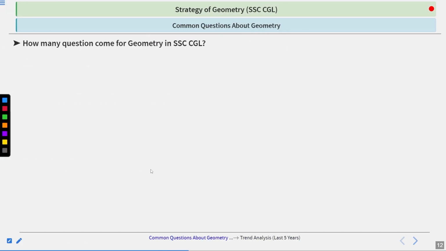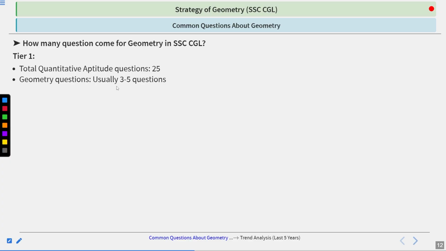Next question is how many questions come from geometry in SSC CGL? So in Tier 1 exams, total quantitative aptitude questions are 25, as we know, and geometry usually asks 3 to 5 questions. So it has an important weightage in the SSC CGL exam. Topics: basic geometry, triangle, circle and quadrilateral.